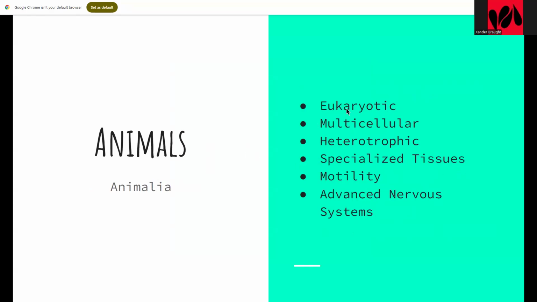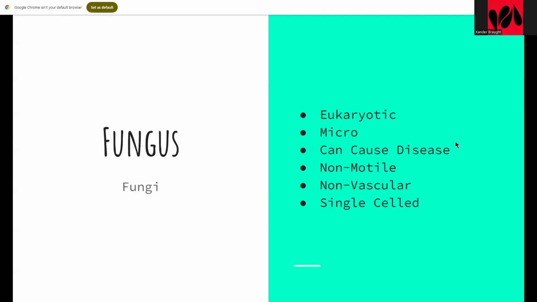The animal kingdom is also eukaryotic, multicellular, heterotrophic. Heterotrophic and autotrophic is how it procreates. But like whether or not it needs someone of the opposite sex, or if it just needs something of different categories. Specialized tissues, motility, so it's mobile, it can move, and advanced nervous systems.